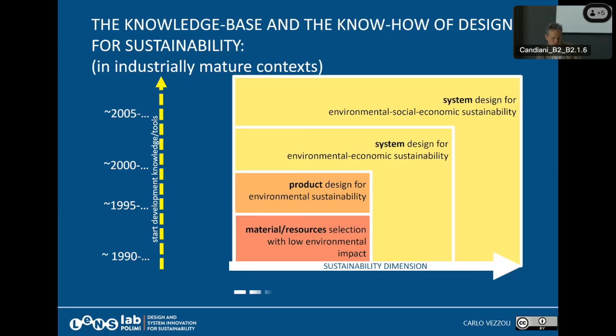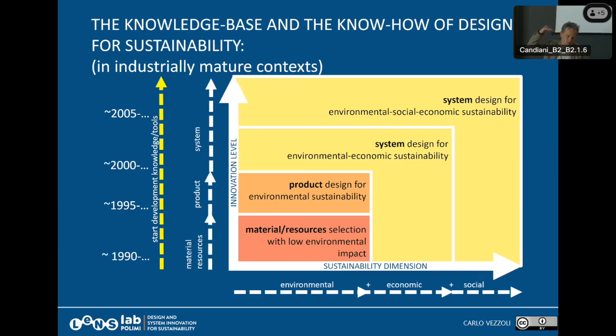So if we want to put it on the graph, on the sustainability dimension, we move from just environmental, then to the economic, and then even to the socio-ethical dimension. And if you look on the other axis, we move to materials and resources, to product level, to system level, to upper level, to something that I introduced in the first part, okay? So this is not to say that we don't have to consider material or product, not at all, but we have to work even up to a system level.